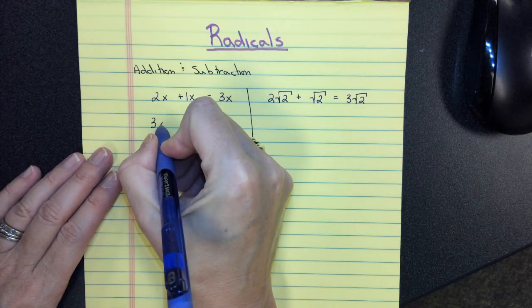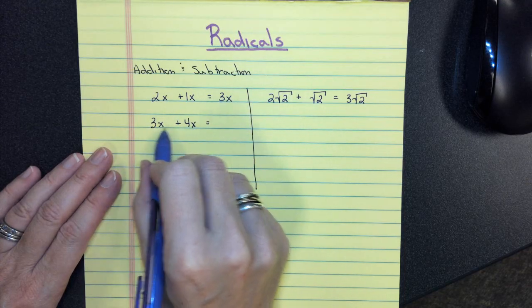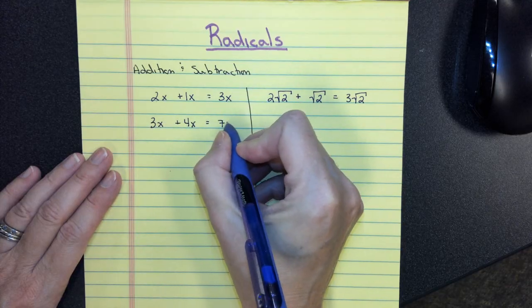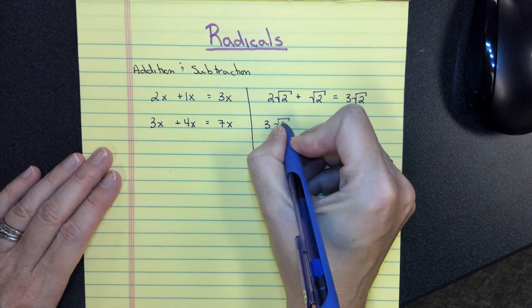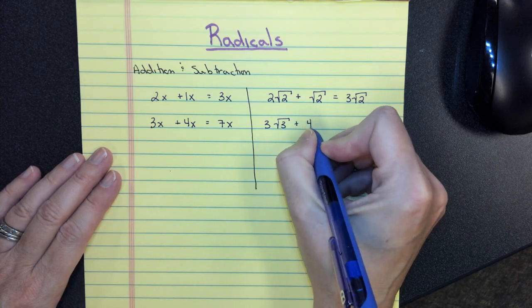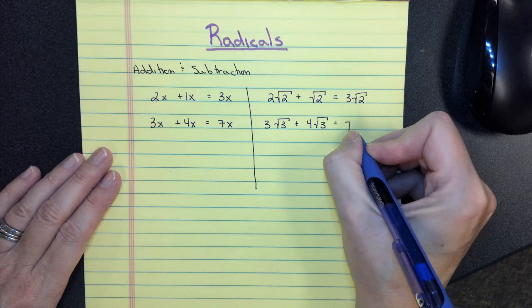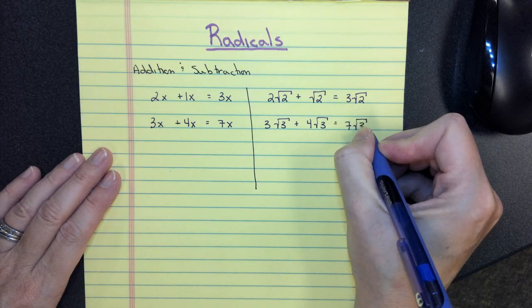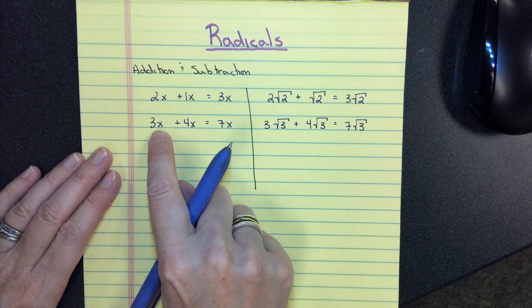Again, I have 3x plus 4x. So how many x's total? 7 x's. 3 square root of 3 plus 4 square root of 3 equals 7 square roots of 3. Again, the square root of 3 behaves like an x.